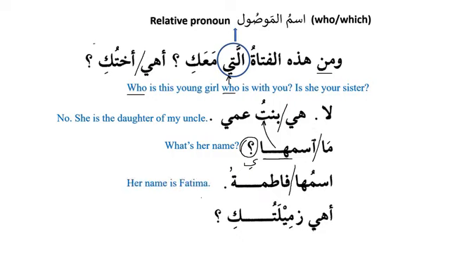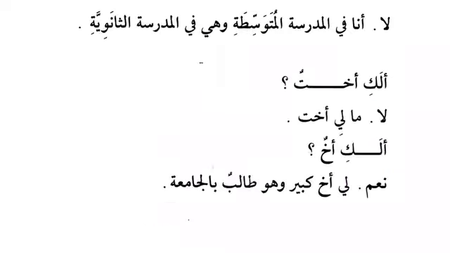Ahiya zamilatuki. Is she your classmate? So again, it's a very simple sentence. Hamzatul istifham is used to ask a question, and we know that after this the question will be either yes or no. Zamilatuki, as we know, is mudaf ilayh, because all the attached pronouns are used as mudaf ilayh. So, is she your classmate?